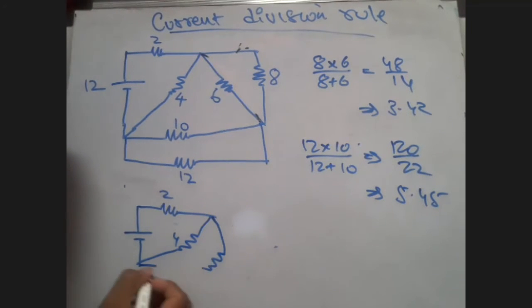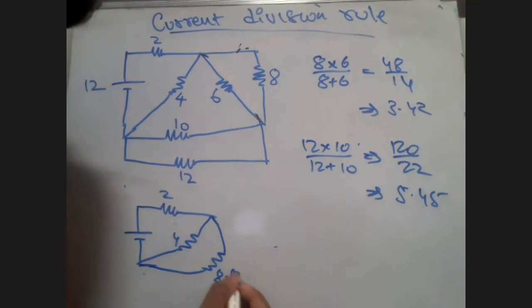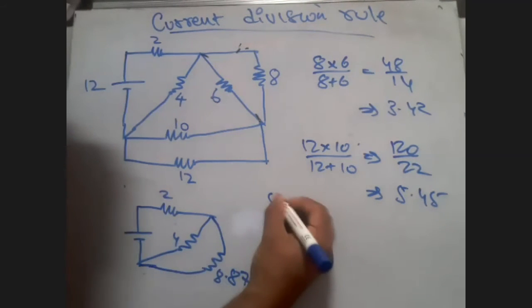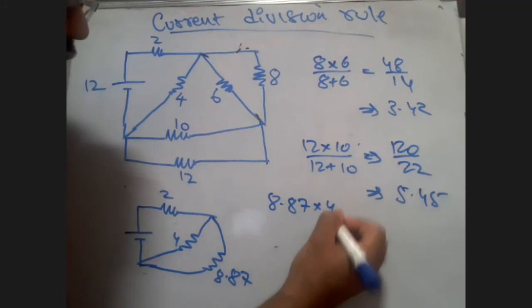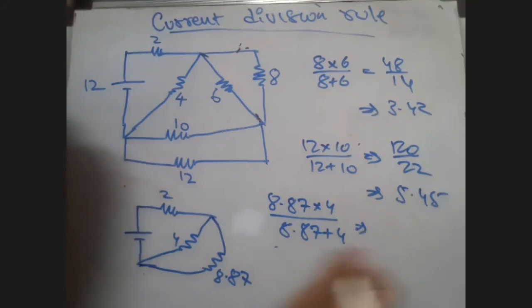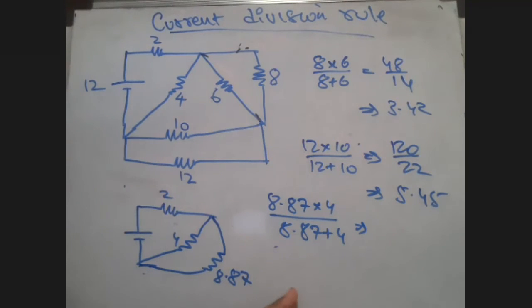Can we see something more? 8.87 and 4 are in parallel with each other. So please find out 8.87 into 4 upon 8.87 plus 4. How much? That will be 2.756.